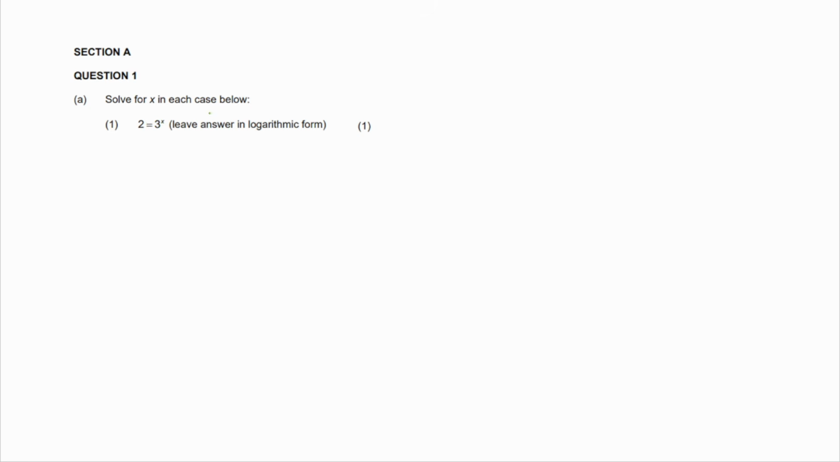Okay, so to solve for x, what we do is we say x is equal to log, and our base was 3. So it goes down here. And then what was on the other side? 2. So then 2 will go over there. Okay, so that is as easy as that. That is how you would do that question over there.